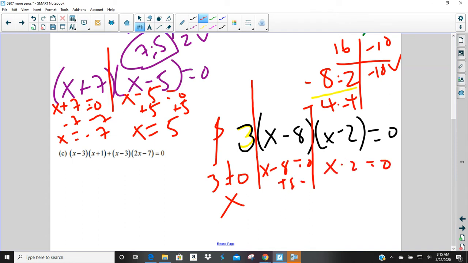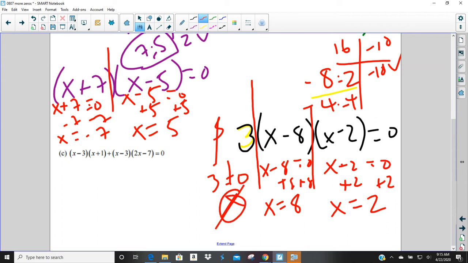When I add 8 to both sides, I get x equals 8. And when I add 2 to both sides, I get x equals 2. Okay, so this is an x, as in no go, right? So our final answers are only going to be x equals 8 and x equals 2.